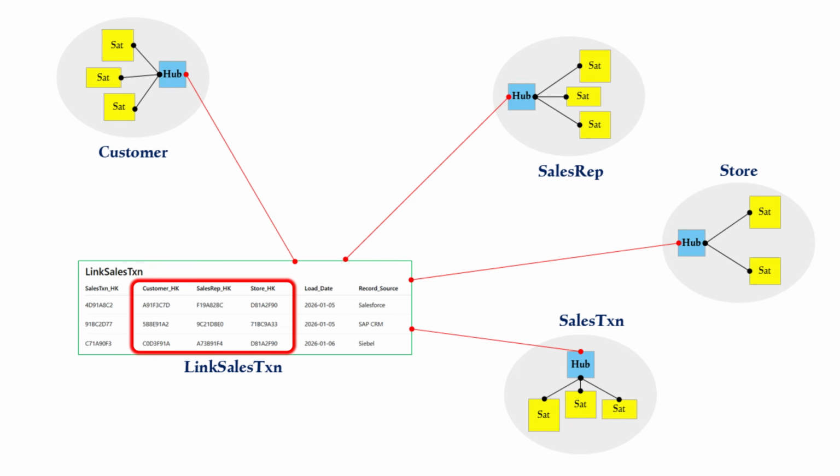A link table stores only the IDs or hash keys of the related entities, along with basic technical details like load date and source system. Sometimes, a link may also have its own hash key, but that's optional. Now, let's ask a simple question. Do we have any information that belongs only to this relationship? Customer details belong in the customer tables. Transaction details belong in the transaction tables. Same is true for sales rep and store. So in this case, there's nothing extra that belongs only to the relationship itself. That's why we have not added any satellite to this link.